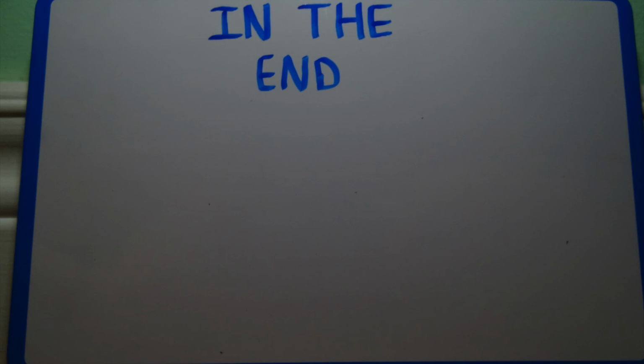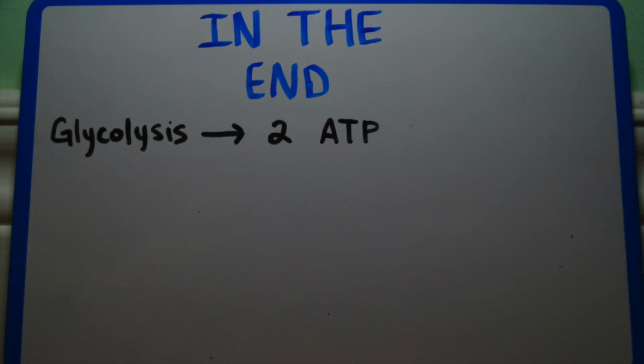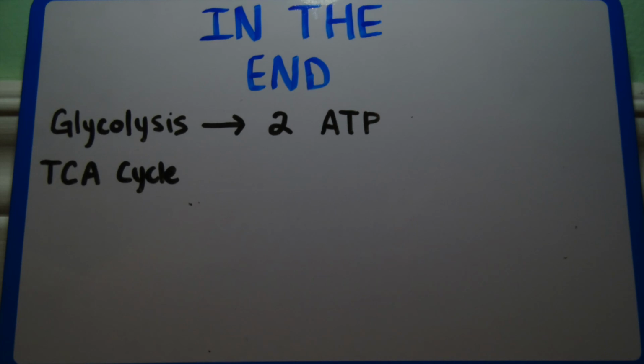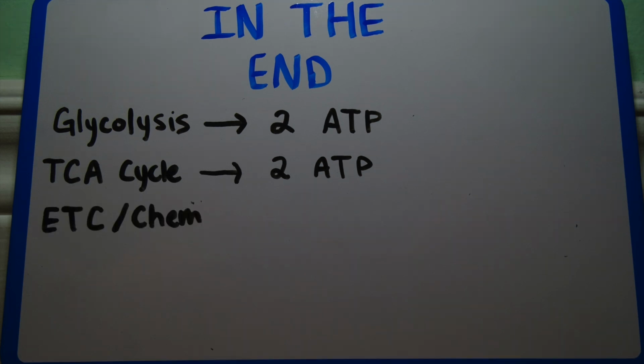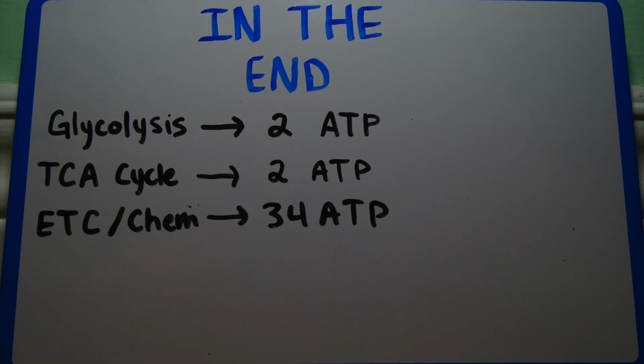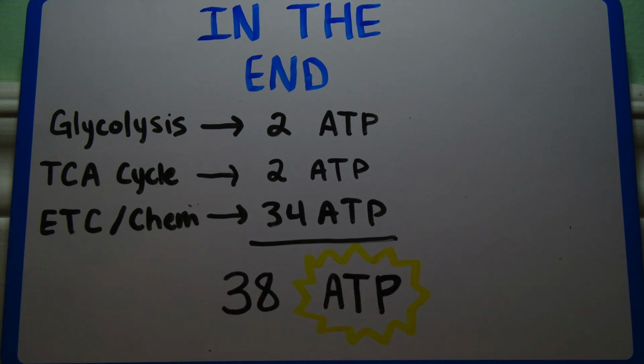In the end, glycolysis produced 2 ATP molecules, the citric acid cycle produced 2 ATP molecules from the 2 pyruvates that went through it, and the electron transport chain and chemiosmosis produced 34 ATP. This makes a grand total of 38 ATP.